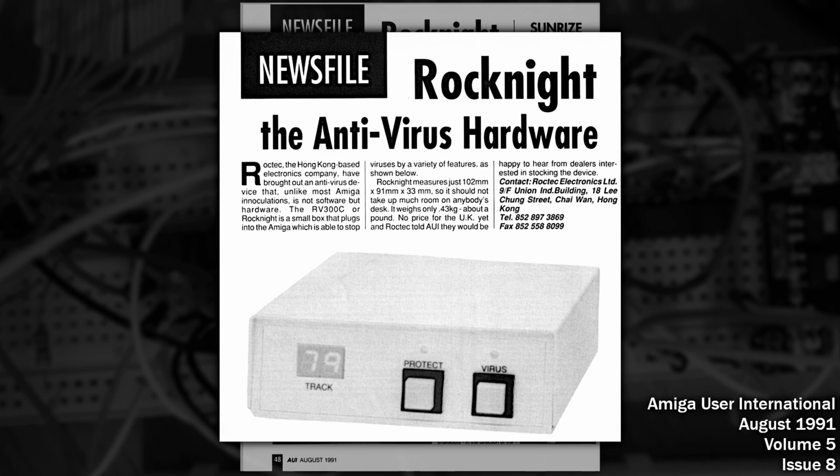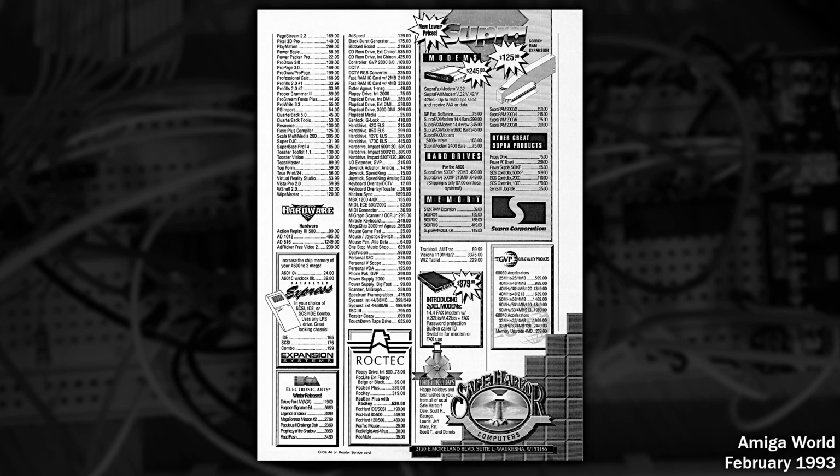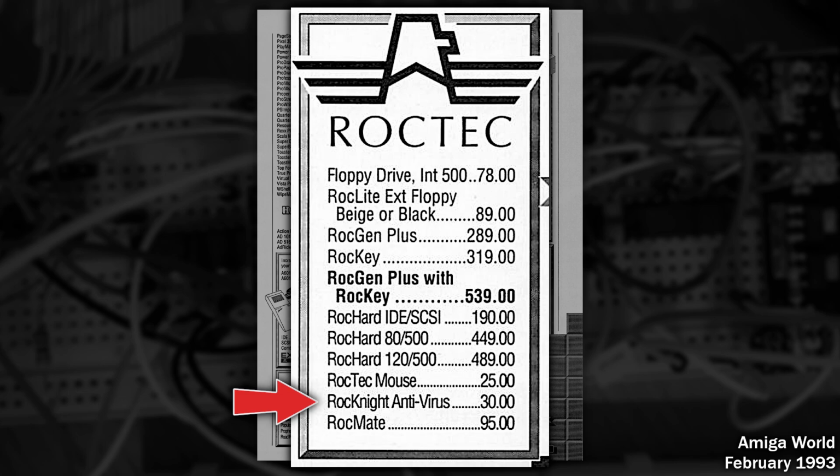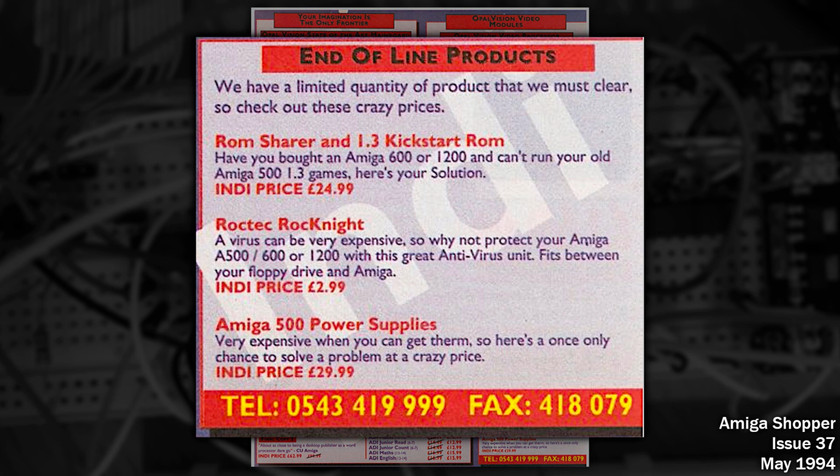There then seems to be a bit of a gap for this product for a few years, and it next appears in Amiga World, February 1993, in a small advert at the bottom of a page, listed as retailing for $30. Now, I'm guessing this product wasn't too popular, because in Amiga Shopper, issue 37 from May 1994, we find the Roctec Rocknight listed under end-of-line products for a whopping £2.99.